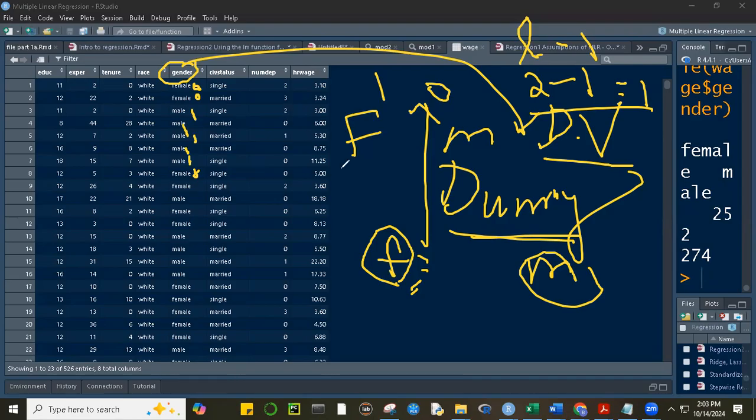Diba? Ilan ba levels natin? Dalawa. Ilang dummy variable kailangan? Isa lang, class. Kasi 2 minus 1 is equal to 1. All the levels will be captured. Makaka-capture si female, makaka-capture si male. Okay? So I hope that's clear, class.